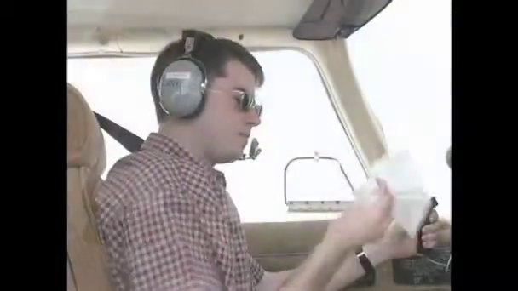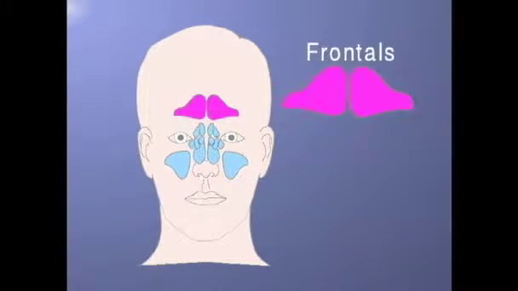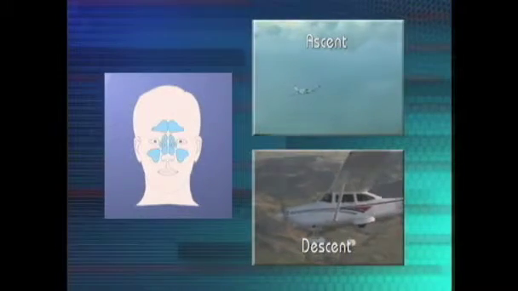A similar trapped gas problem can be experienced when an individual's sinuses cannot equalize the air pressure changes due to sinus duct blockage, commonly caused by colds or allergies. This illustration shows the anatomy of the sinuses. The most commonly affected sinuses are the frontals and maxillaries. They can cause trouble on both ascent and descent.